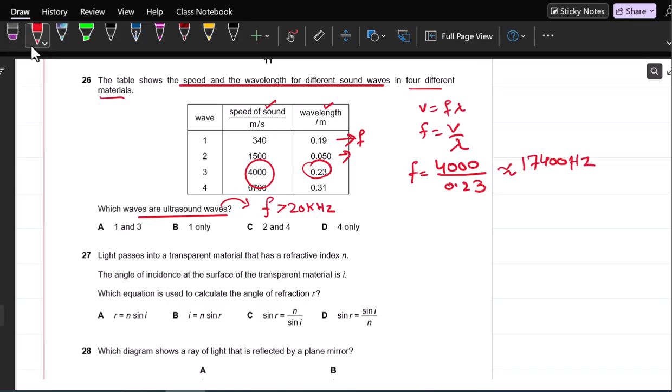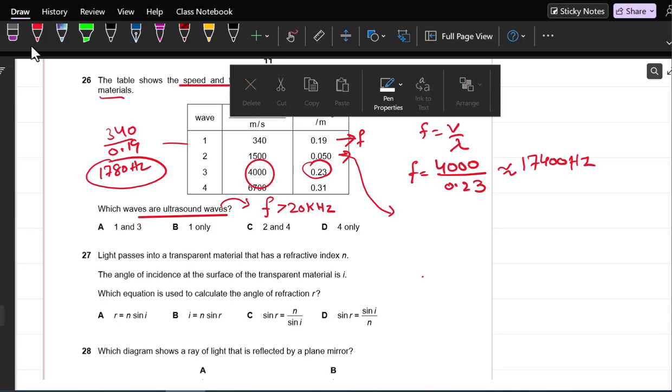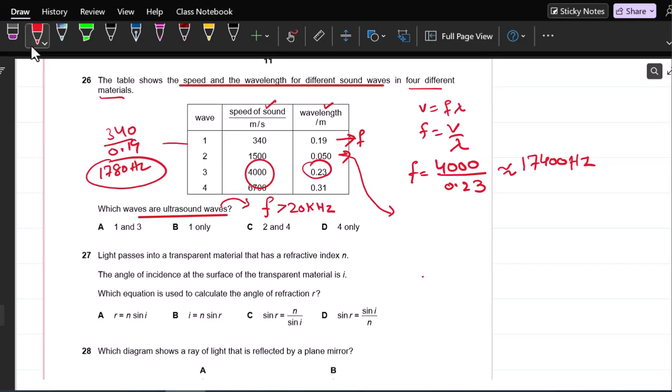If I calculate this one, 340 divided by 0.19, the answer will be smaller. Speed is less and wavelength is also smaller. So I am getting this 1780 hertz. So this is a very small value. You can calculate this frequency in the same way. So 1500 divided by 0.050. Okay, I am getting 30 kilohertz, meaning 30,000 hertz frequency is here.